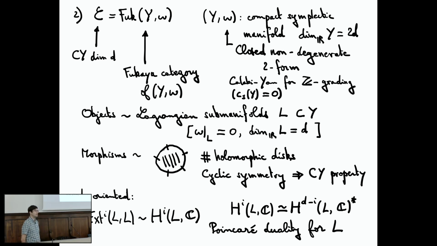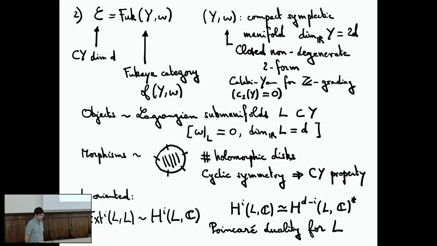And in addition, this submanifold should be of maximal dimension. So if you are isotropic, you have dimension at most half the dimension, so dimension at most D. And so for Lagrangian, you want this dimension to be exactly D. So L is half-dimensional inside Y. Okay, so these half-dimensional objects, these Lagrangian submanifolds, are the objects of your category. And then morphisms in your category are related to counts of holomorphic disks with boundaries on these Lagrangian submanifolds.